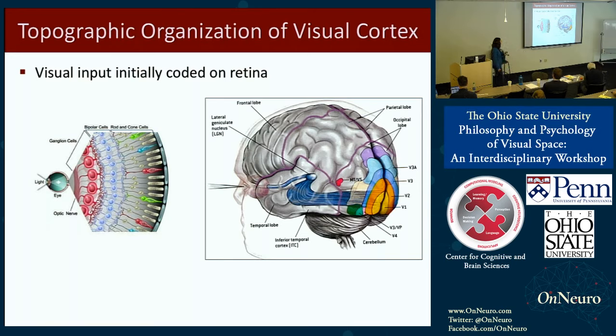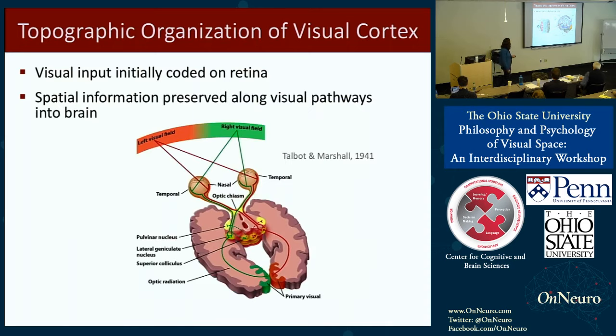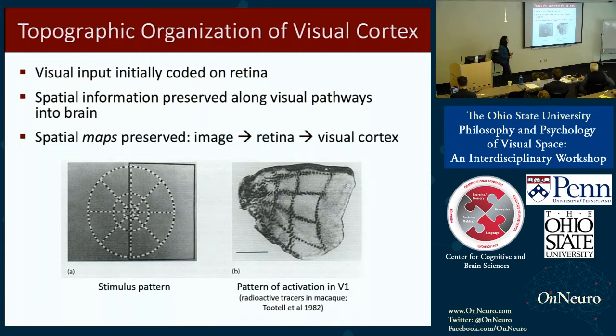And information generally gets more complex as you go to the later areas. Spatial information is preserved largely along these visual pathways into the brain. At the very basic coarse sense, information in the right visual field is represented in the left hemisphere of the brain and vice versa. But this spatial information goes beyond these contralateral representations. And you can actually see maps of visual space that are preserved from the relationships in the image into the retina, into visual cortex. So this is one of the first demonstrations of it, or one of the most famous.